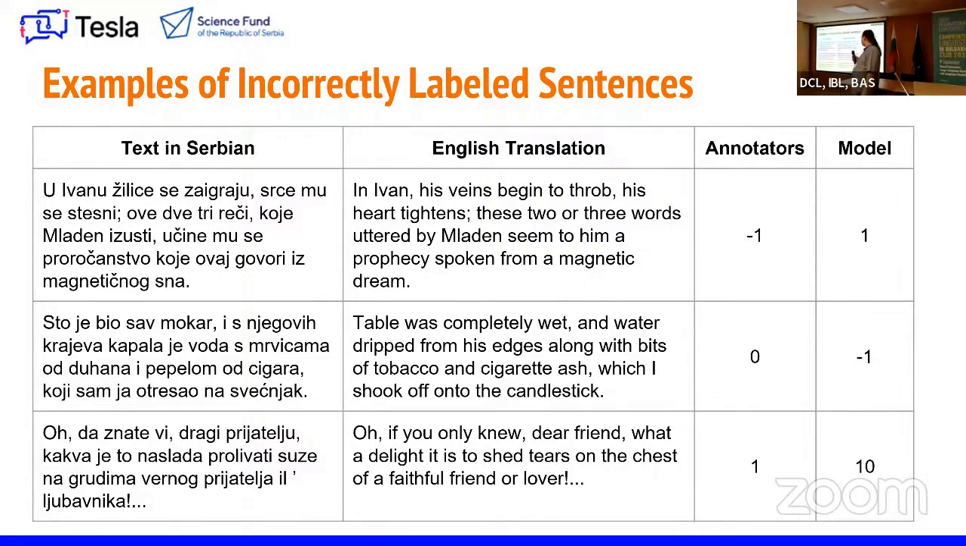And the last sentence is rather dramatically strange. "Oh, if you only knew, dear friend, what delight is to shed a tear on a chest of faithful friend or a lover." And there are two additional problems with this. First is how it's ended with strange punctuation marks, and there is an apostrophe for shortening. So it is possible that such a thing is a reason why the model has marked it as an error, giving a completely nonsense result.